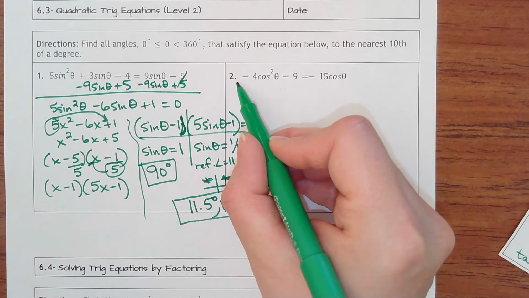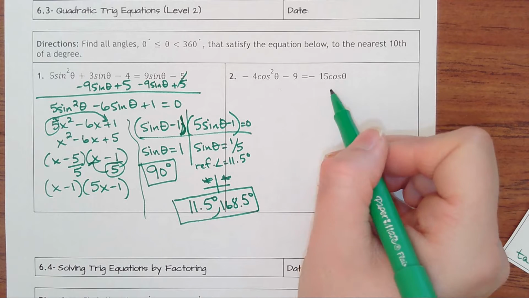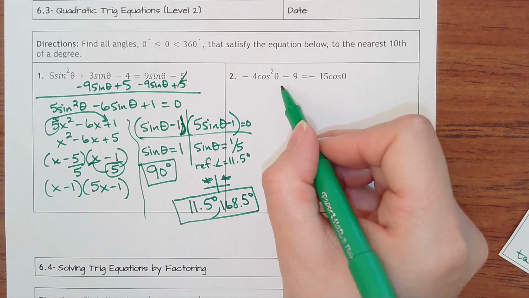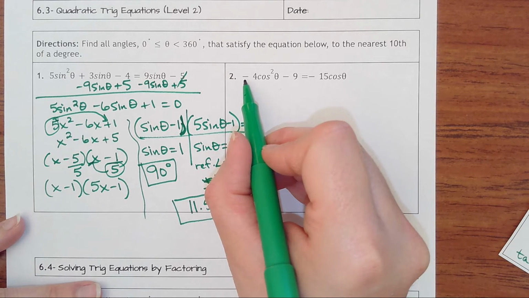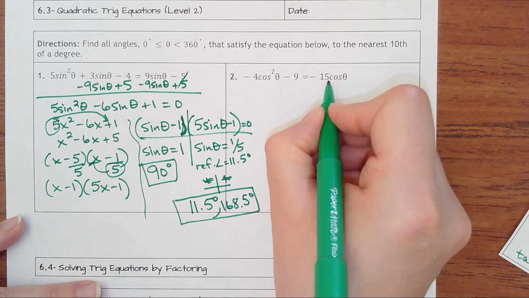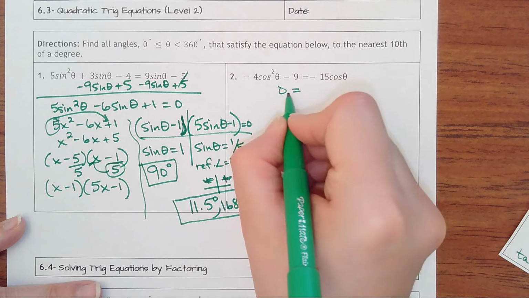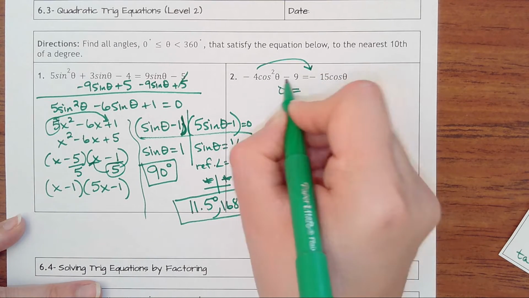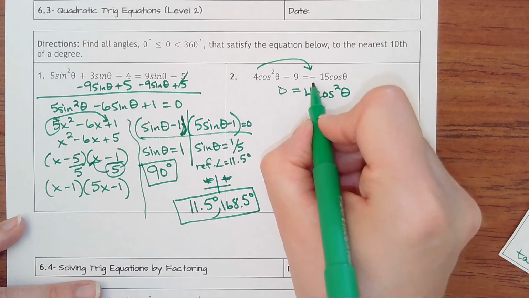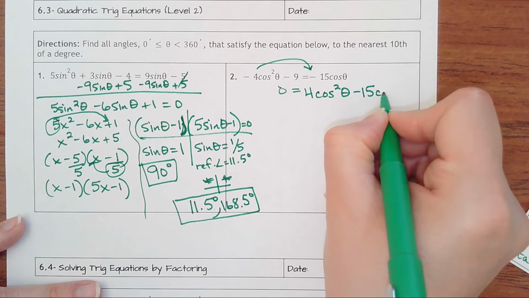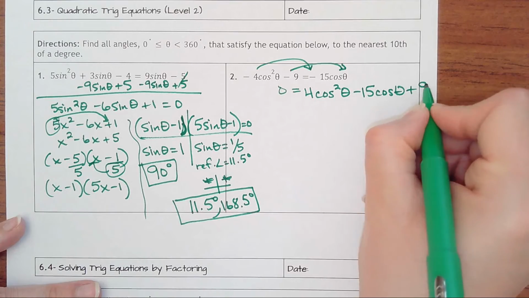Number 2, I got 2 options. I can add 15 cosine of theta over, but I might want to keep it because I really don't like my squared term or my leading term to be negative. So I think I'm going to actually add it over. Is that okay? So I'll keep this side being the 0. That'll become positive 4 cosine squared of theta. That's going to stay a negative 15 cosine of theta. And I'm going to add the 9 over, so now it's positive 9.